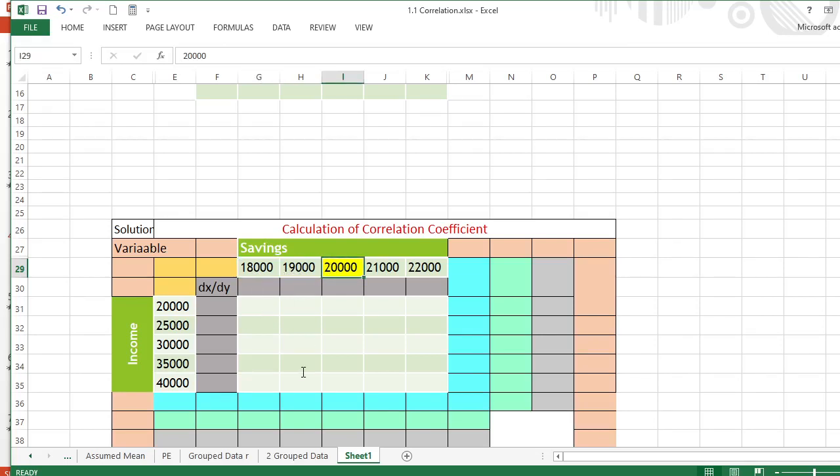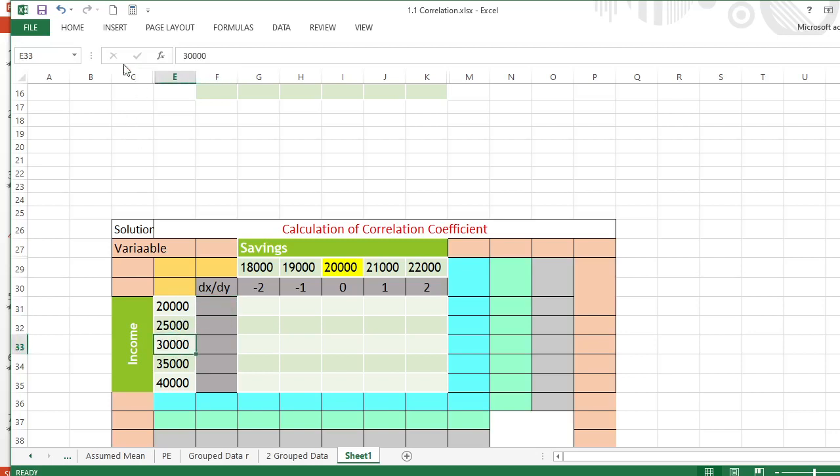18,000 minus 20,000 is minus 2,000, divided by c value 1,000. So minus 2,000 divided by 1,000 is minus 2. And here 19,000 minus a 20,000 is minus 1,000, divided by c value 1,000, so it's minus 1. Here the value is 0. 21,000 minus 20,000, x minus a is 1,000 divided by c 1,000, so the value is 1, and here it is 2. Again, in the same manner, I need to find the dy values for the y variable.